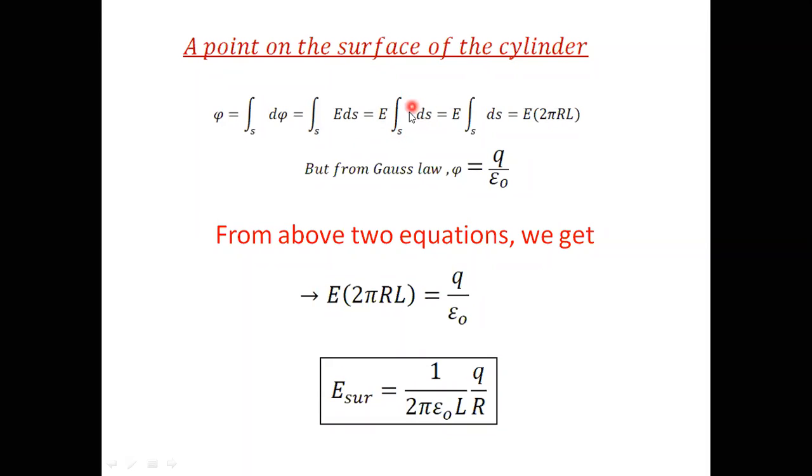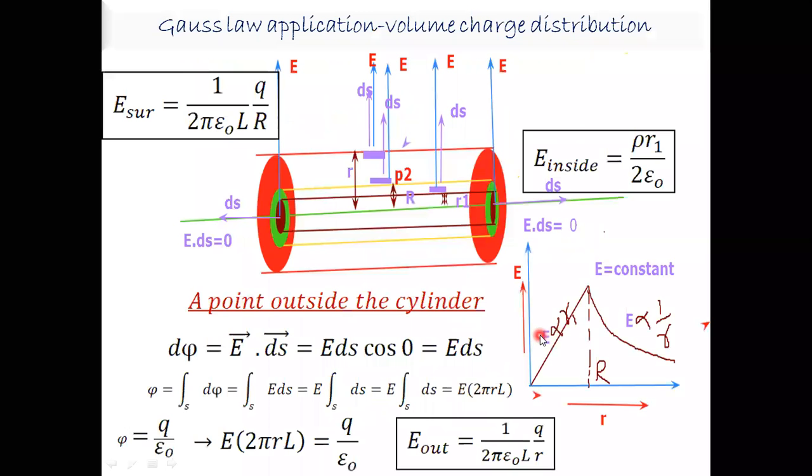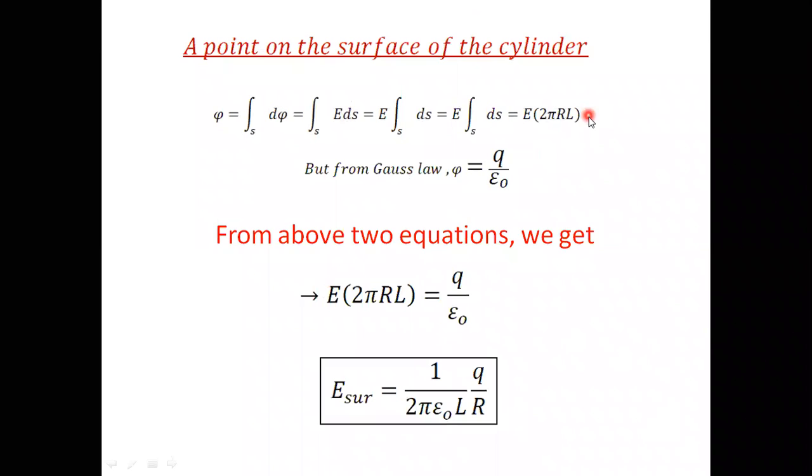But the surface integral of ds is nothing but what? That is the total curved surface area. E into the surface integral of ds, that is 2πRL. Okay, so that is what I am saying. Here, the total curved surface area of this cylinder, the yellow color cylinder, how much? Because its radius is capital R, that would be 2πRL. Okay, now that is written there: 2πRL.